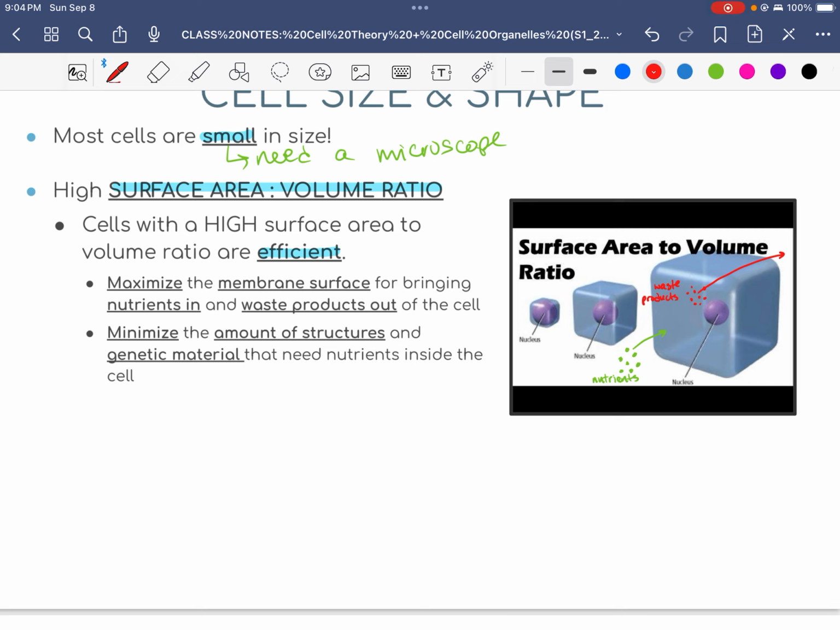The other reason is that it minimizes the amount of structures. So we want to minimize the amount of structures and the amount of genetic material that you need inside of the cell. And this is because if you have really, really large structures, then they're going to need a lot of nutrients and a lot of support to do that. And it takes time for those nutrients to move across the cell. But maybe more important is that if you have a lot of demand on the genetic material, then it's going to be difficult for the cell to function at its best.